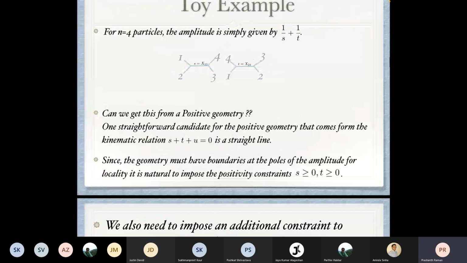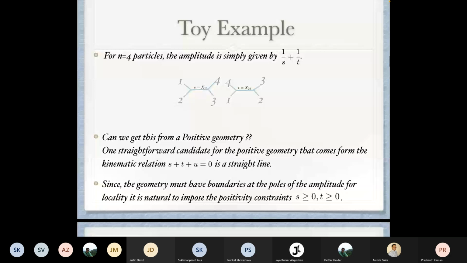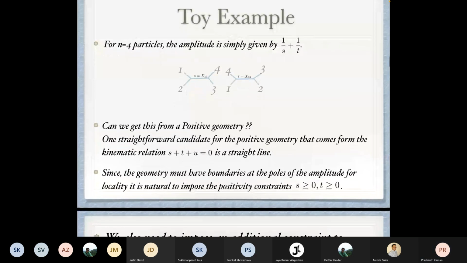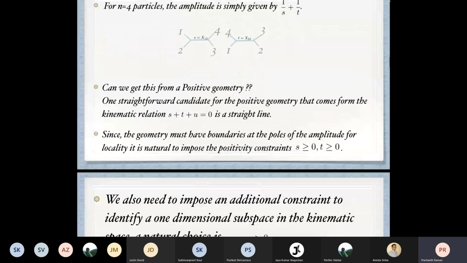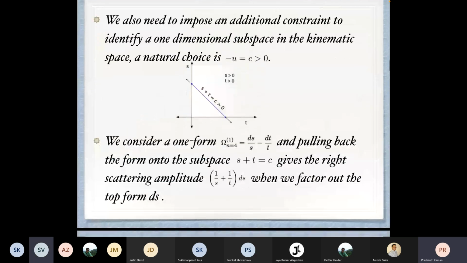Now, like I said, the geometry must have boundaries corresponding to poles of the amplitude, or locality. So it's natural to impose these positivity conditions, where s is positive and t is positive. Now we also need to impose an additional constraint to identify a one-dimensional subspace in kinematic space, and that is done by choosing u to be a negative constant. So the positive geometry becomes s plus t equals c, which is just a straight line.